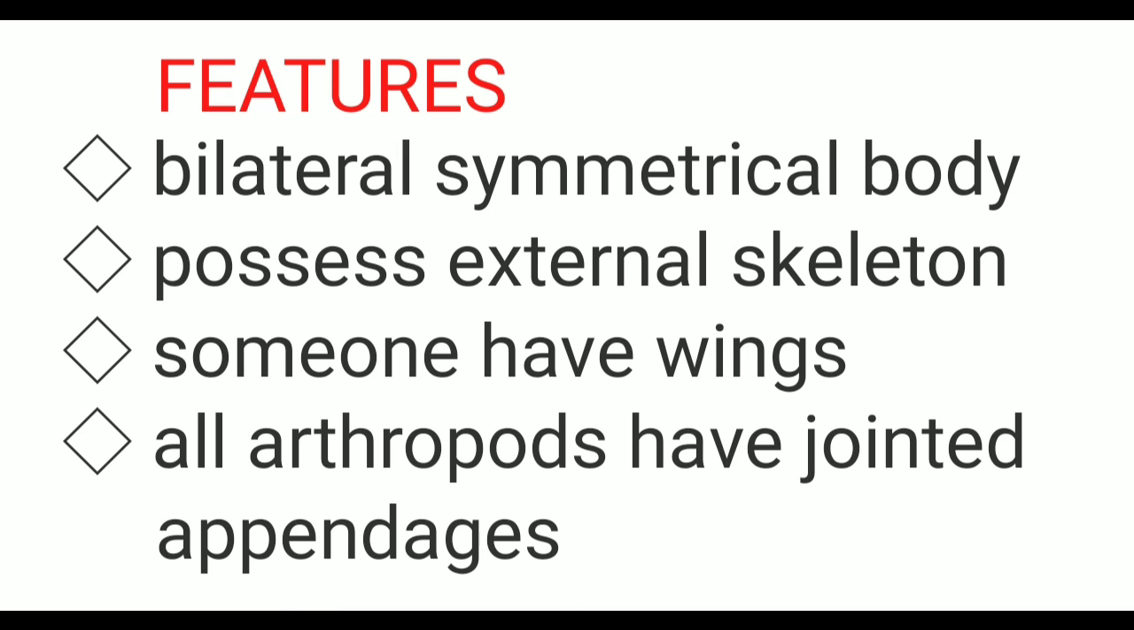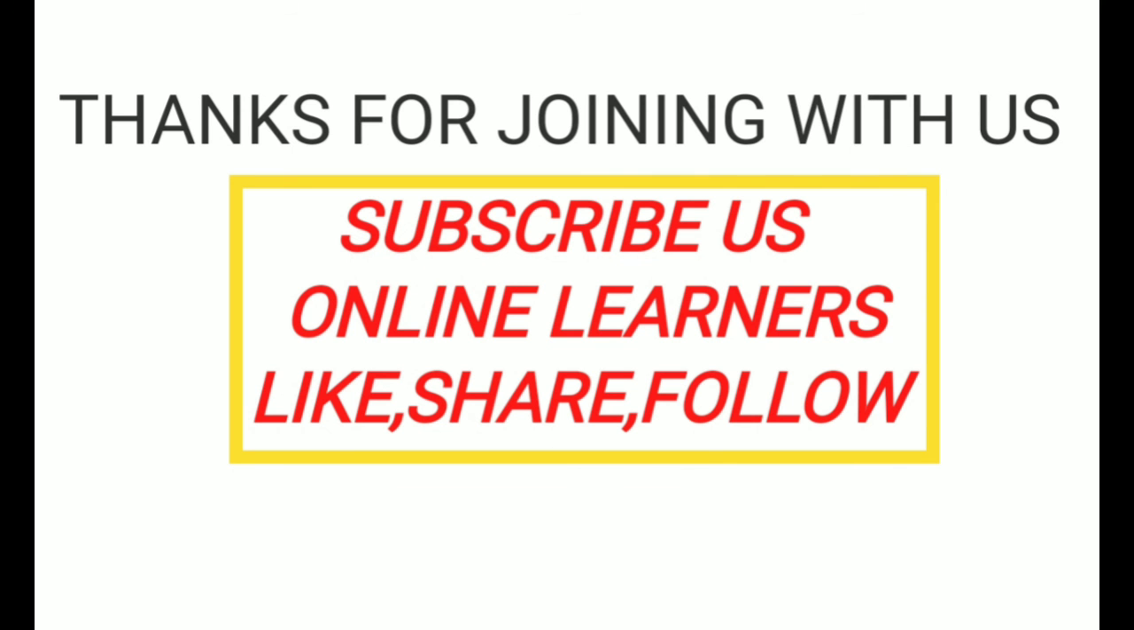Then arthropods have jointed appendages. Some have wings, as examples: butterfly, bee and housefly. Those have wings. Then we have discussed that they have a bilateral symmetrical body, they possess an external skeleton, and some have wings. And also we will learn about vertebrates next day.